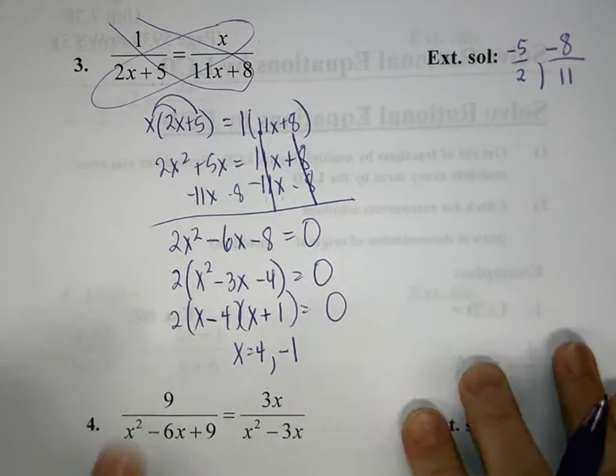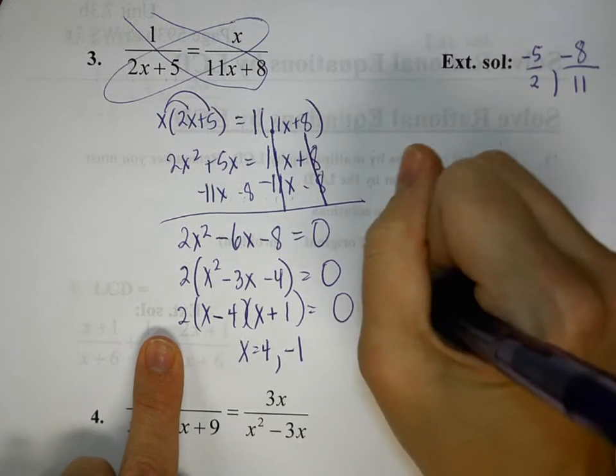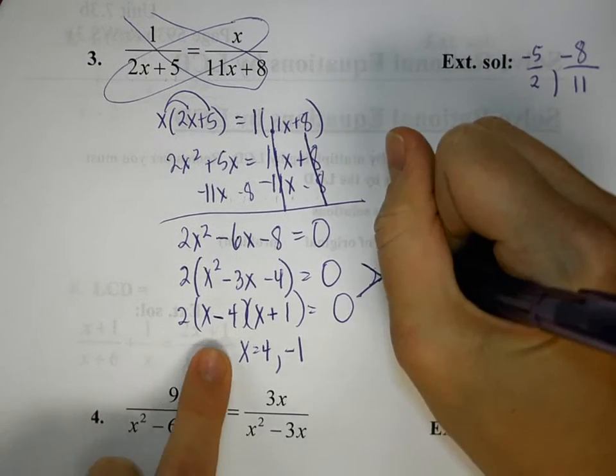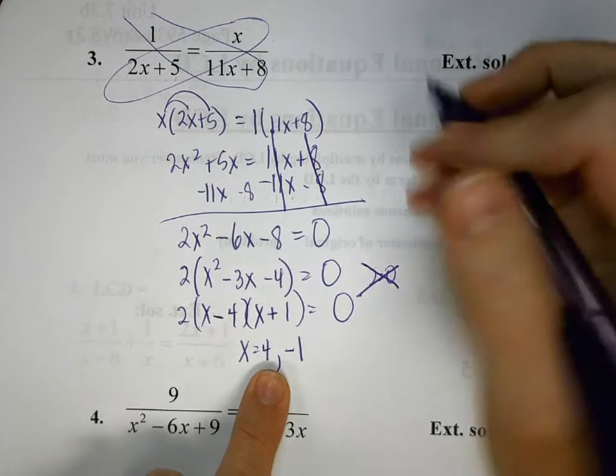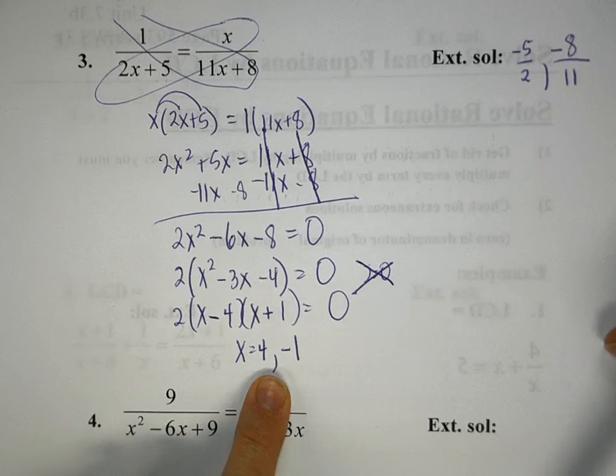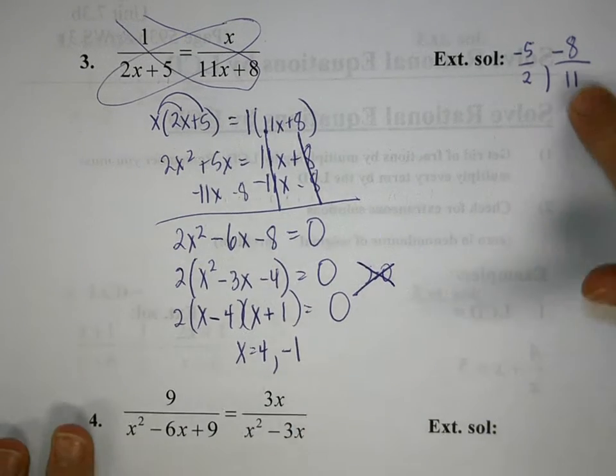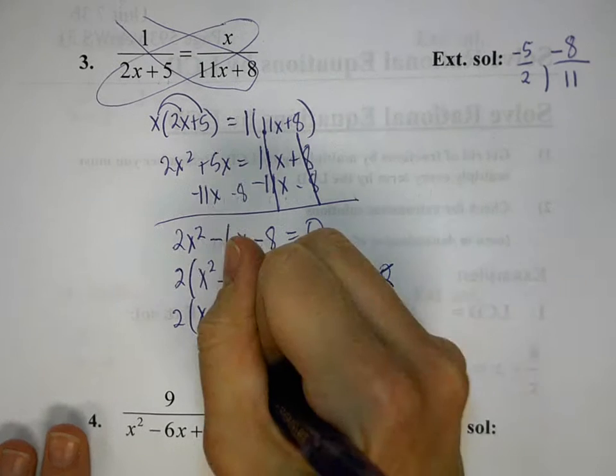If you set 2 equal to 0, 2 equals 0, that doesn't make sense, so that one's out. And then when x minus 4 is equal to 0, you get x equals 4, and x plus 1 equal to 0 gives negative 1. Check your extraneous solutions. None of them match. That means that both of these answers are correct.